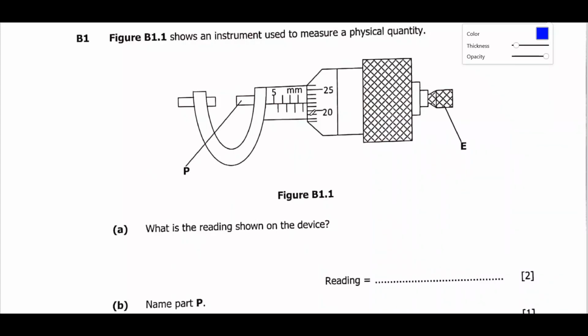Welcome my lovely students to another video where we want to look at the science paper 1 for the 2024 GCE. So this video will focus on section B. So we have the first question.